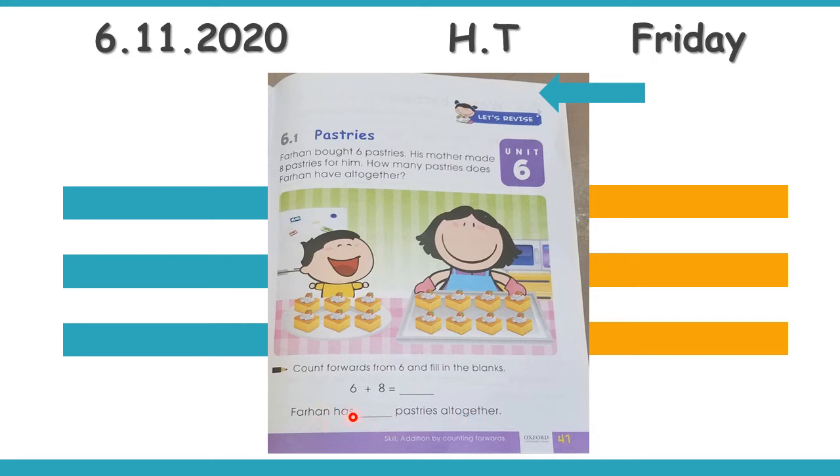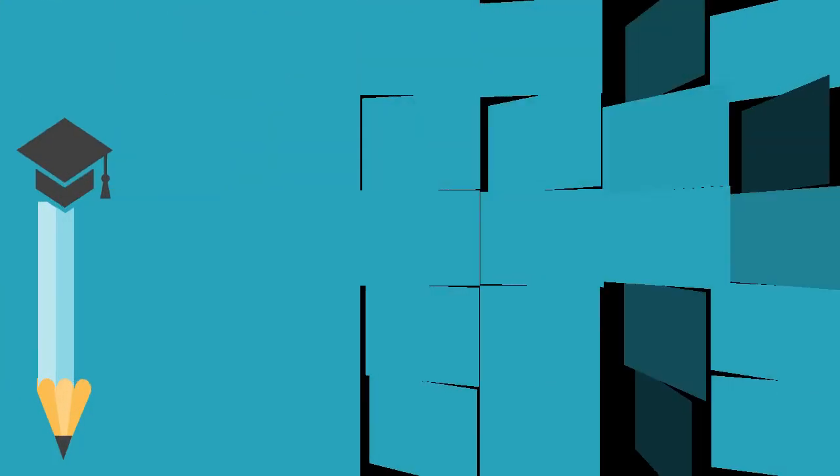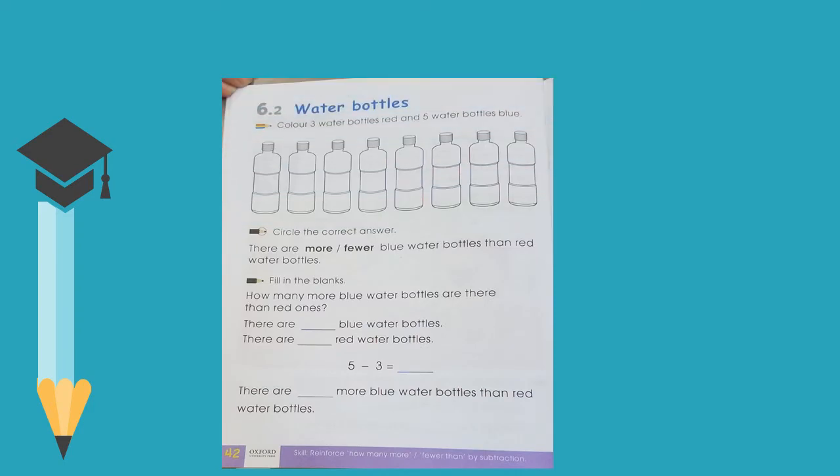Now Farhan has 14 pastries. You will write again 14 in this blank. 14 pastries all together. Come on the next page, page number 42. Just turn your page. Come on page number 42. You can see on your screen now.